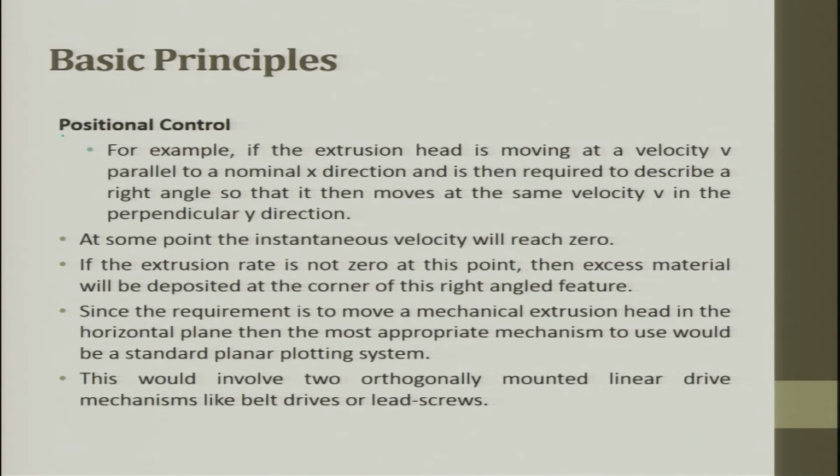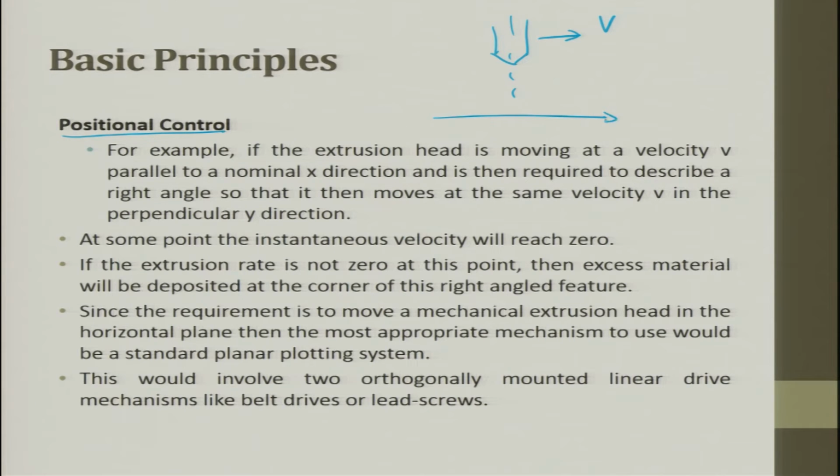Then the next one is the position control. Position control is either you move the nozzle in the xy plane or you move the table in the xy plane, right. For example, if the extrusion head is moving at a velocity v parallel to the nominal x direction and is then required to describe a right angle so that it moves at the same velocity v in the perpendicular y direction. So, I am just saying, if the extrusion head is moving with a velocity v, parallel to the nominal axis x.